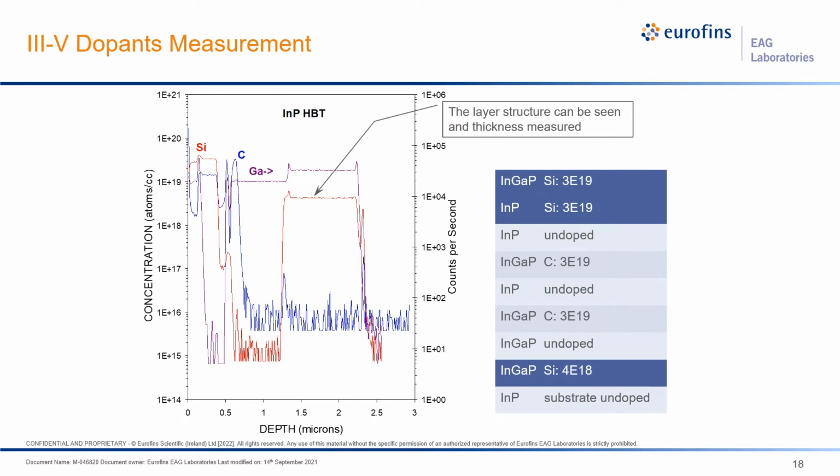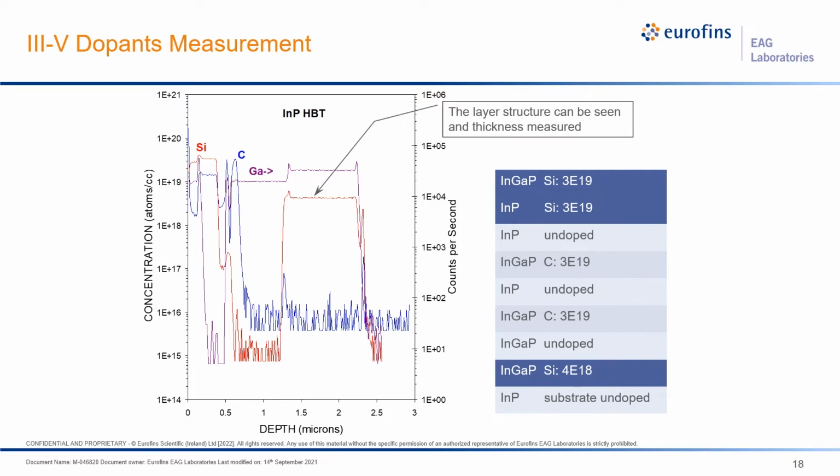Now let's get more complex and go into compound semiconductors. This is an indium phosphide HBT. We're plotting gallium to mark the indium gallium phosphide layers, differentiated from indium phosphide layers. This structure has silicon dopant as an N-type dopant and the carbon as a P-type dopant.